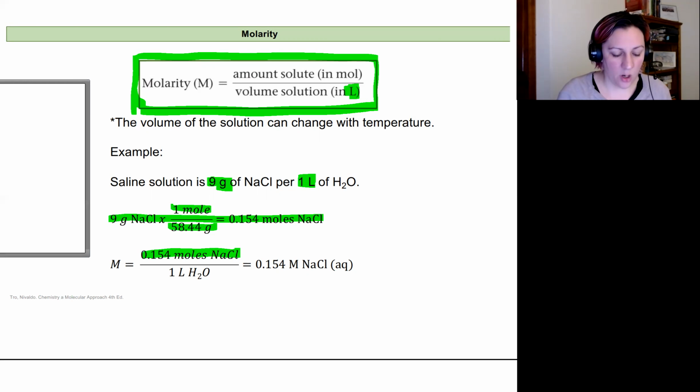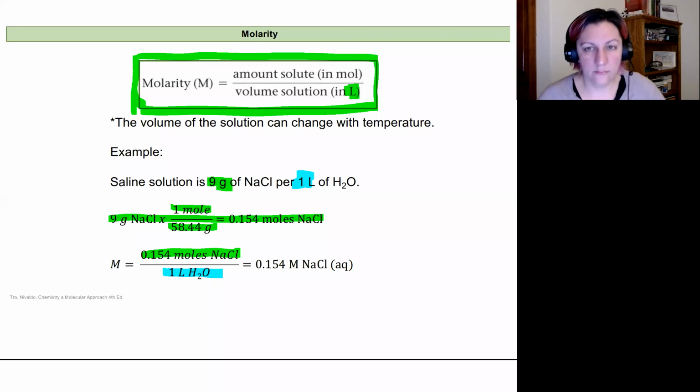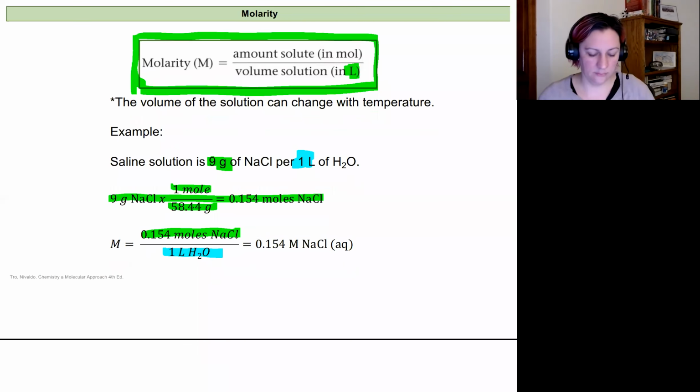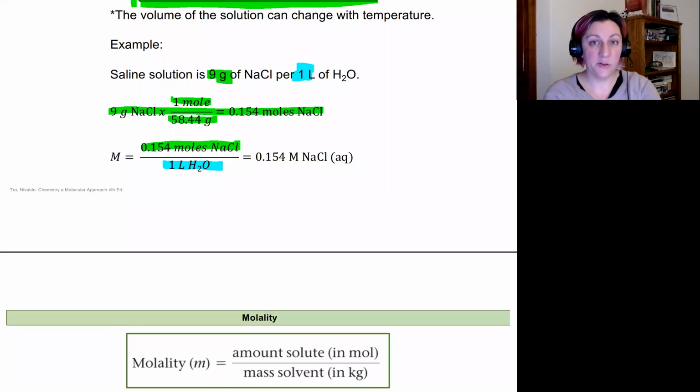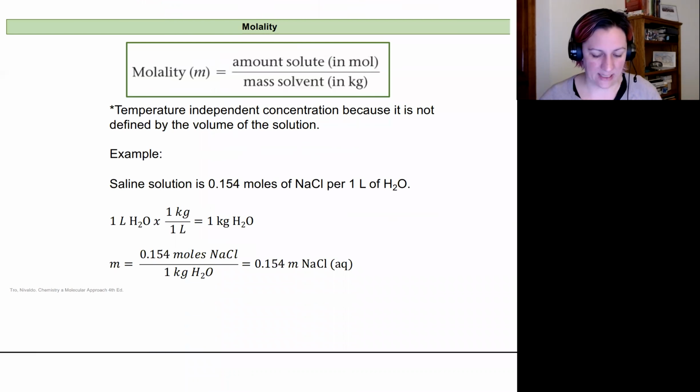And then I'm going to put the total amount of my solution right here on the bottom in liters. And it'll get me a 0.154 molar solution. So that's how we've been typically managing or calculating concentration to date, and what we use a lot in the lab.